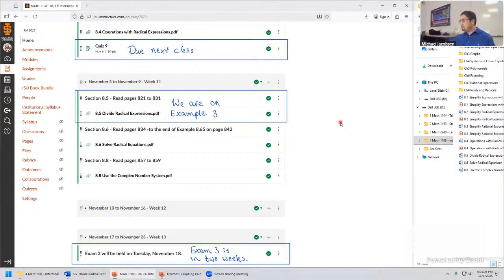For today's class, we're going to be running through sections 8.5 and 8.6, on solving square root and cube root equations, and so on, radical equations, and then taking a brief look into the complex number system. Section 8.5 is very short, so we're probably going to be spending most of the time in section 8.6.